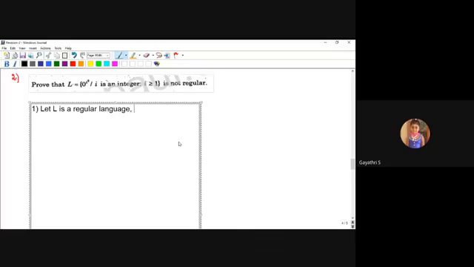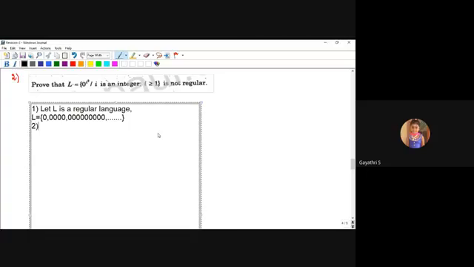Okay, so what about L? L here is actually 0 power i square, for i greater than or equal to 1, right? If i equal to 1, that means 1 square, so 0 power 1, which is one 0. i equal to 2, 2 square, which is 0 power 4, so 4 times 0. Then 3 square, 9. Then 4 square means 16. So like that the strings will come. This is the language.